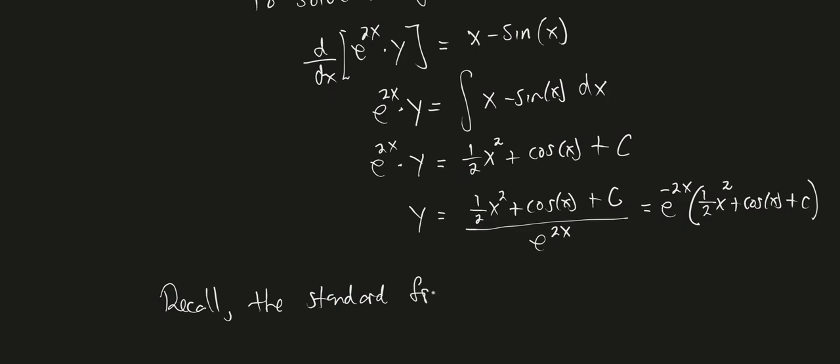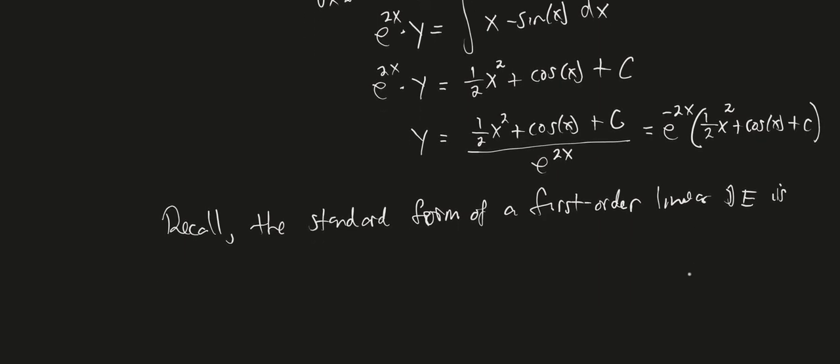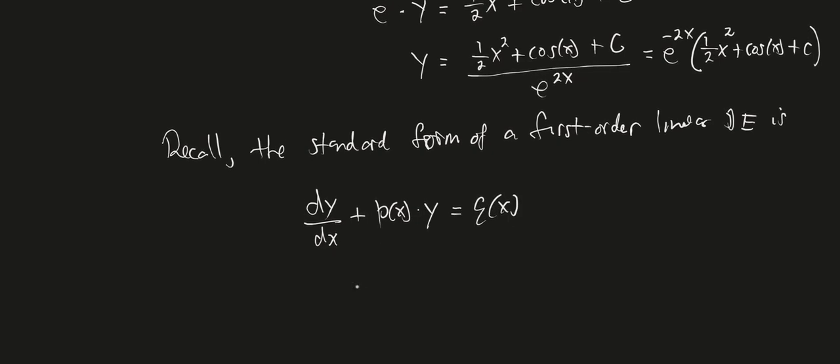So the standard form of a first order linear DE is where you have dy/dx plus p of x times y, and then you have some other function over here, which we will call q of x.